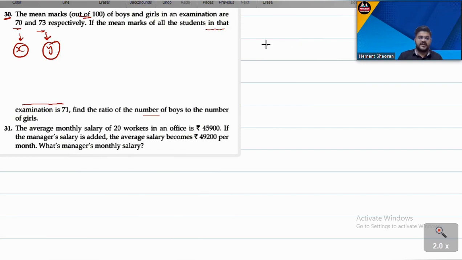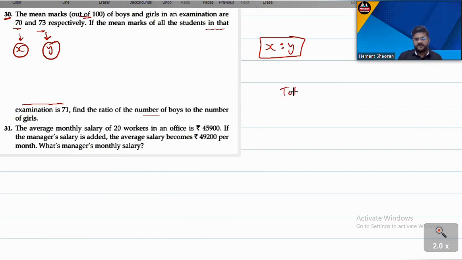So what are they asking from you? They are just asking you to find out the ratio x to y. So for this question, we can create an equation first. What's the equation? We have the average marks of boys. So can we find out the total marks obtained by the boys?